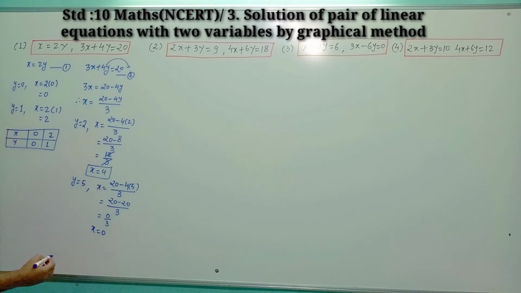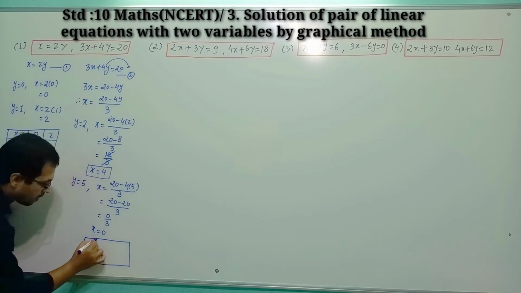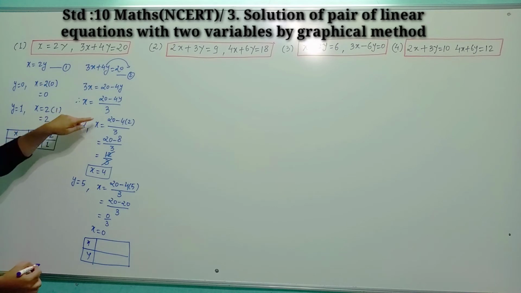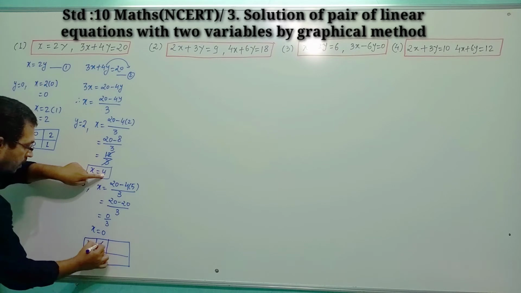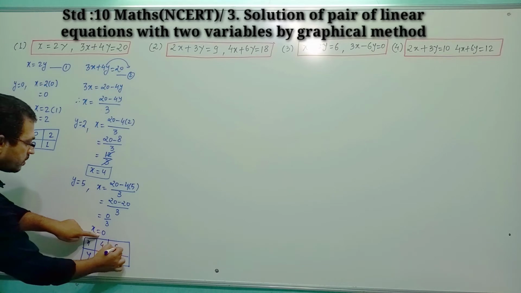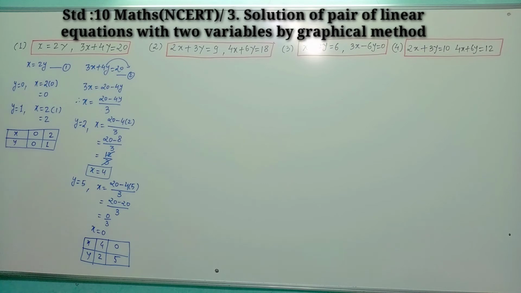The value of x will be 0. So again, students, we can tabulate these solutions, x and y. In these solutions, the very first solution is x is equal to 4, y is 2. Here x is 0 and y is 5. Now students, your next target is to plot these tabulated points of x and y on the graph. You will have to plot these points on the graph.